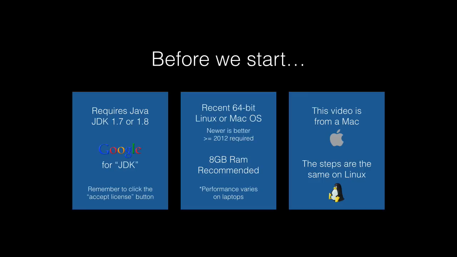So before we start, VoltDB requires Java JDK 1.7 or Java JDK 1.8. You can just Google for JDK and download the version that's right for your machine. You have to remember to click the Accept License button to make sure that download will work.